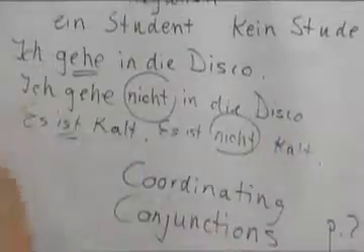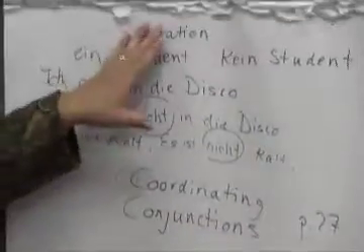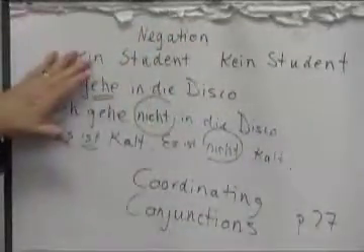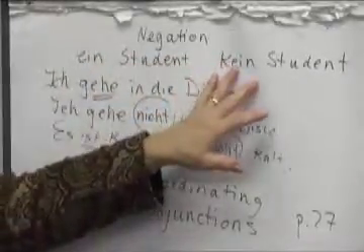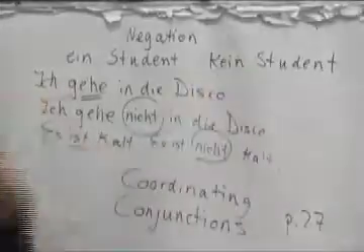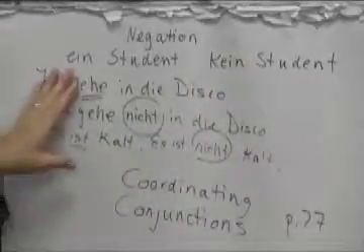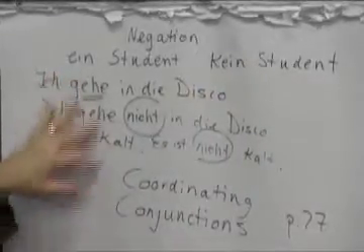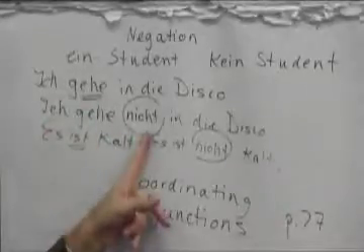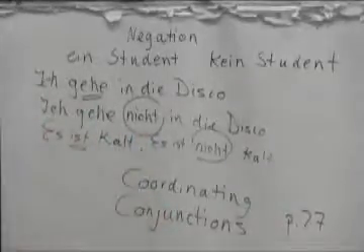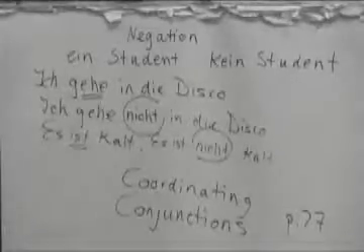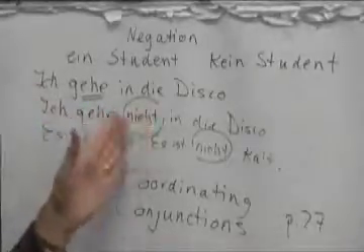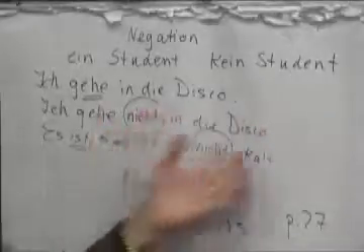So the rule about negating things is, when you have an ein word and you want to make that negative, you add a k, kein, when you have a noun. However, if you want to negate an activity that involves a verb, then we use the little word nicht. And sometimes, if it's a really short sentence, we put it at the end, but usually we put it right before the activity we don't want to do.